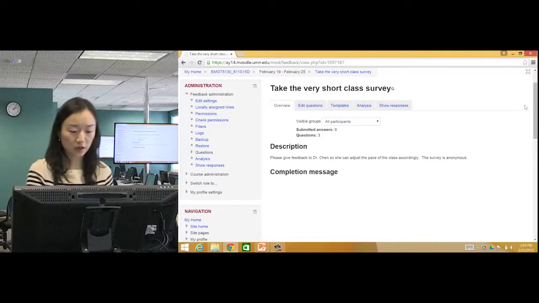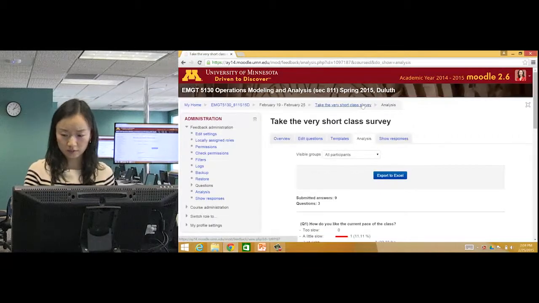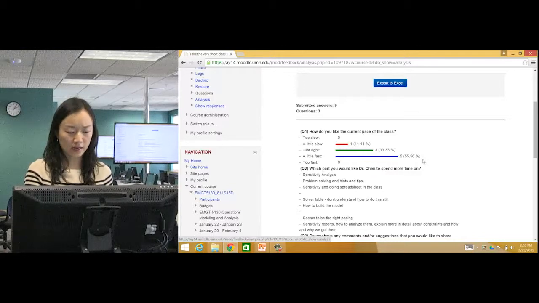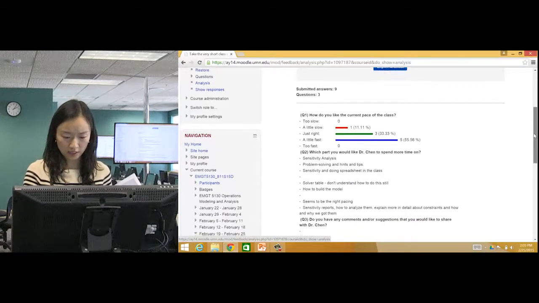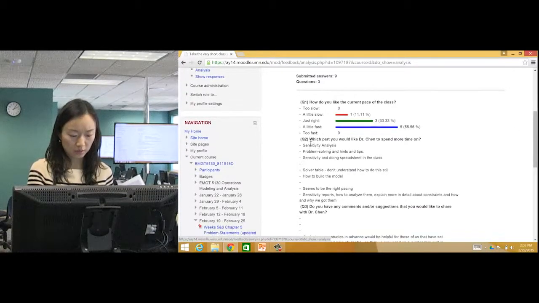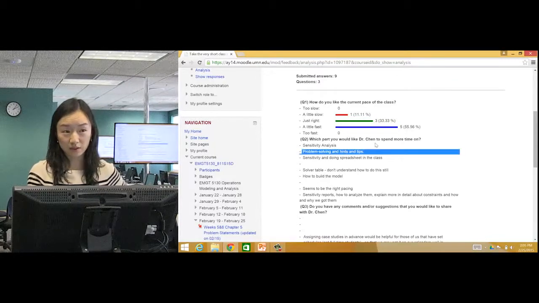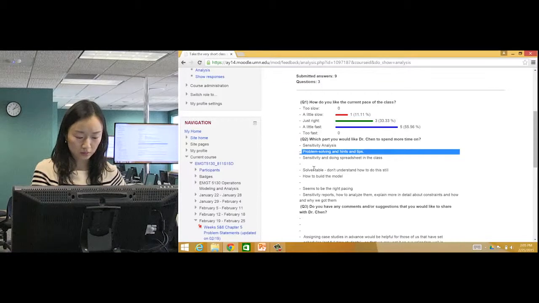I look at the general analysis about the pace of the class. 5 people think it's a little fast, and about the part that you want me to spend more time on, the sensitivity analysis part. That's one topic I see a lot, and the other part, the problem solving hints and tips. This we will get a lot of practice throughout the semester, so that's something I'm not worried about.